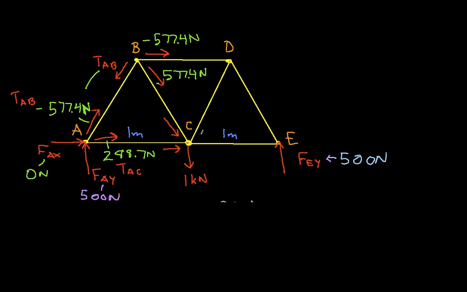So, whoops, I'm also drawing the arrows backwards because I've got a cat that's in front of my screen. One should never allow cats to get near one's computer. Okay, so now we'll find TCD and TCE from a free body diagram of joint C.